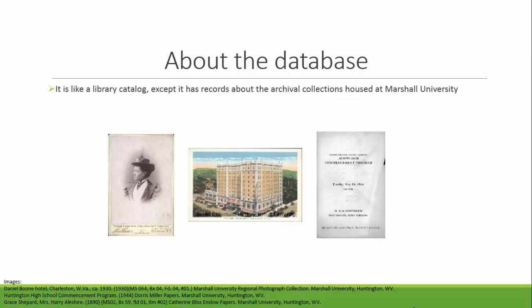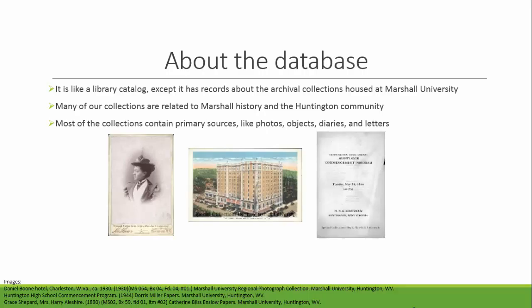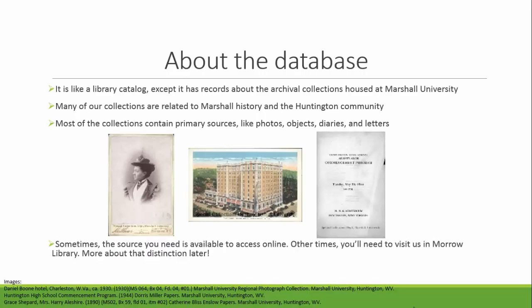The database is like a library catalog, except it has records about the archival collections housed at Marshall University. Many of our collections are related to Marshall history and the Huntington community. Most of the collections contain primary sources like photos, objects, diaries, and letters. Sometimes the source you need is available to access online, and other times you'll need to visit us in Morrow Library. More about that distinction later.